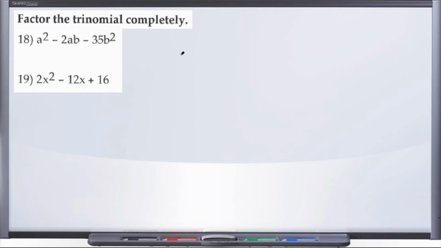All right, so we're looking at some more factoring the trinomial. So with number 18, let's go ahead and write it out to the side here, so we have some more room to work with. Minus 35b squared.